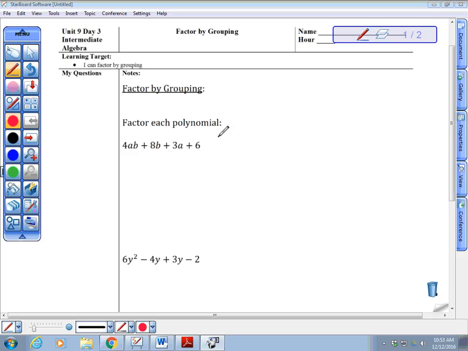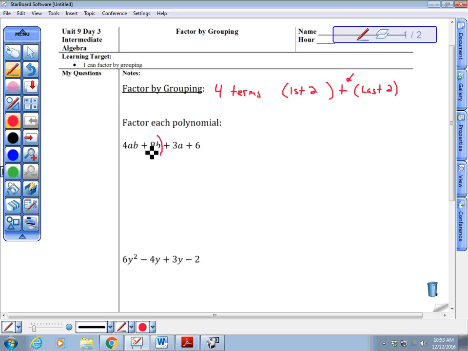All right, factor by grouping, that's exactly what your learning target is. So we're going to be looking at groupings that have 4 terms. Now these 4 terms will actually be put into 2 different groups. We'll put the first 2 terms into one parentheses. We're going to have a plus sign there, and that's actually a must. And then we're going to have the last 2 terms together in the second parentheses.